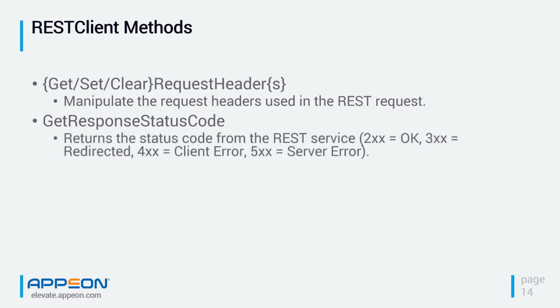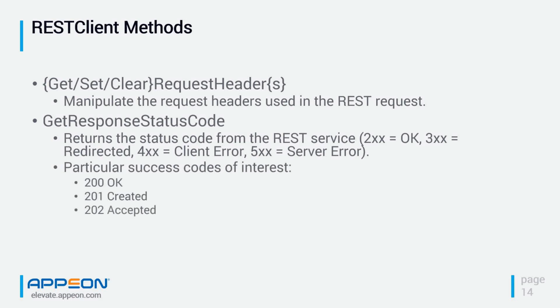There's a get response status code, which will tell you what status was sent back from the REST service. Anything in the 200 range is usually considered a success. 300 range means you were redirected. 400 range means there's a client error. 500 range means there was a server error. And the particular codes of interest for us are going to be 200, 201, and 202. We're going to use those when we get to the HTTPClient object, which has these same methods.